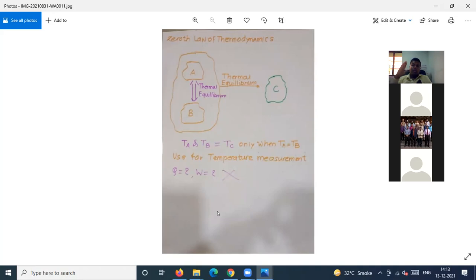See, there is no concept where you can add temperature. Temperature can never be added. Let me clarify. I am repeating: the temperature of two bodies being equal to a third body, when can we say that? When the temperature of both bodies is the same.